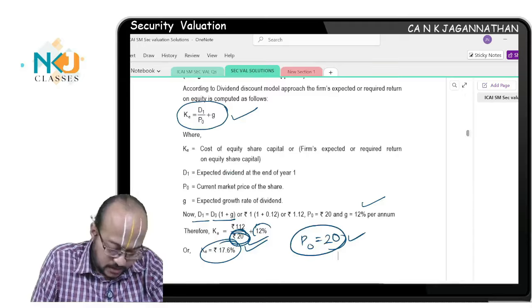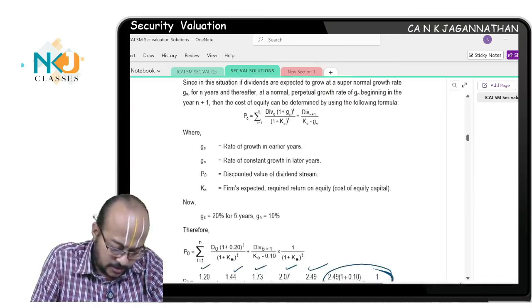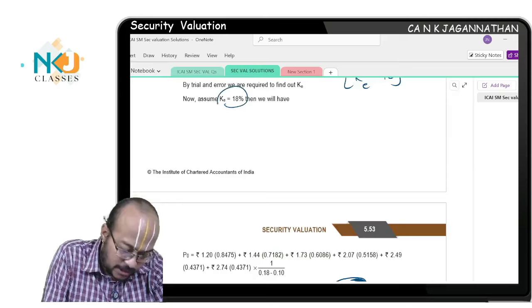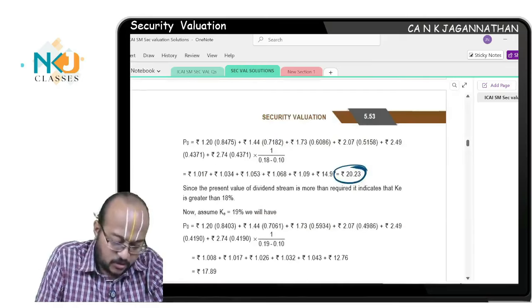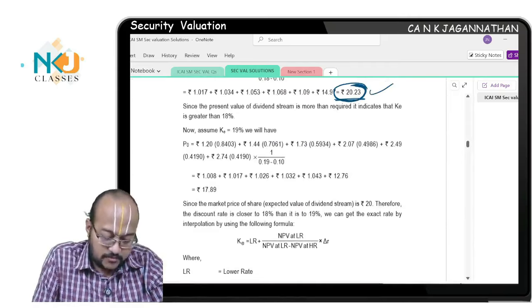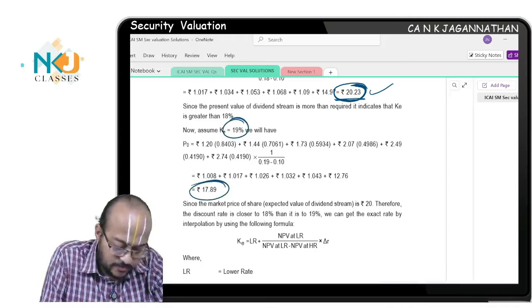First you take one number. Initially 17.6 is the KE. In this situation we will use the trial and error method. First assume KE to be 18% and find out the value, which will be 20.23. And if the KE is 19%, this will be the value.